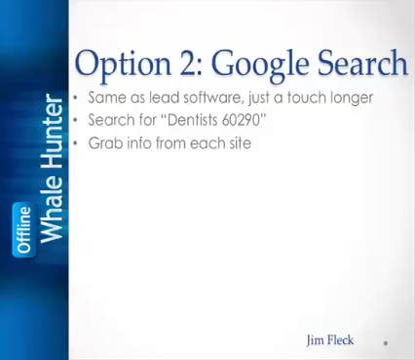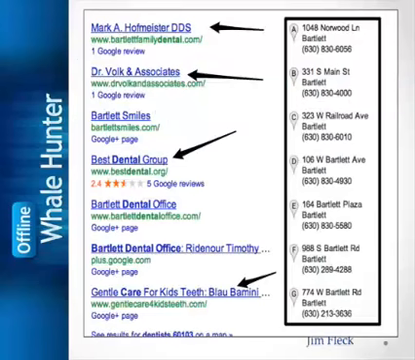Next is Google search, and this is the same as the lead software. It's just a little bit longer. You can see I've got 60290, but I think I searched 60103 in the lead software. So I did that in Google, and I just simply grabbed the Google Plus Places Business, whatever they want to call it this month.